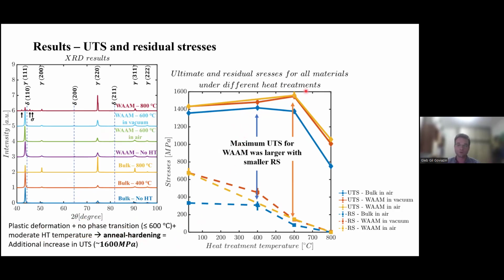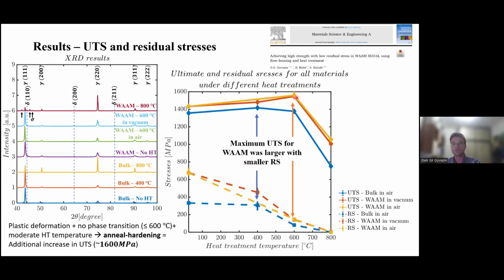So overall, we were able to achieve a 300 series stainless steel material with 1.6 gigapascals UTS. It is almost 3 times more than the spec one. Those results were published here.